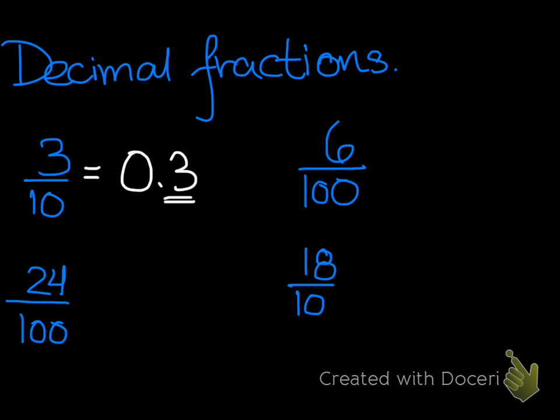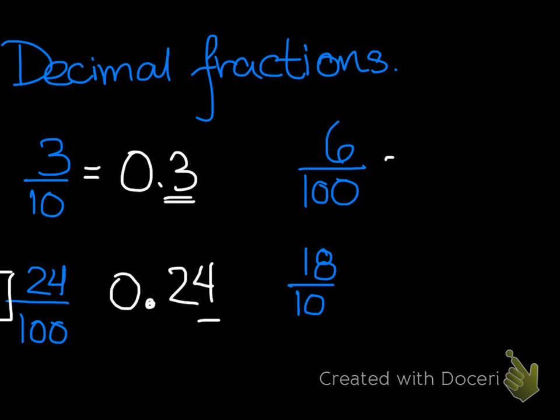This one is 24 hundredths, so that's no whole numbers. You'll notice there's no whole number out in front of the 24 hundredths. So that's 0, and the fraction part is 24 hundredths. So we say 24, and we say the last place value, 24 hundredths. So when you read the fraction, you're basically reading the decimal. You just need to learn how to write it differently.